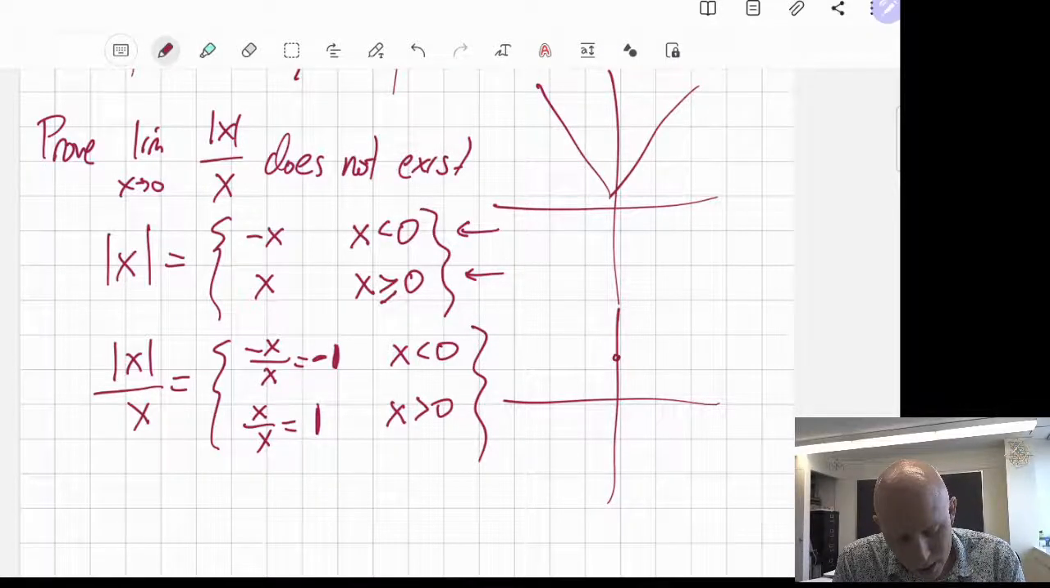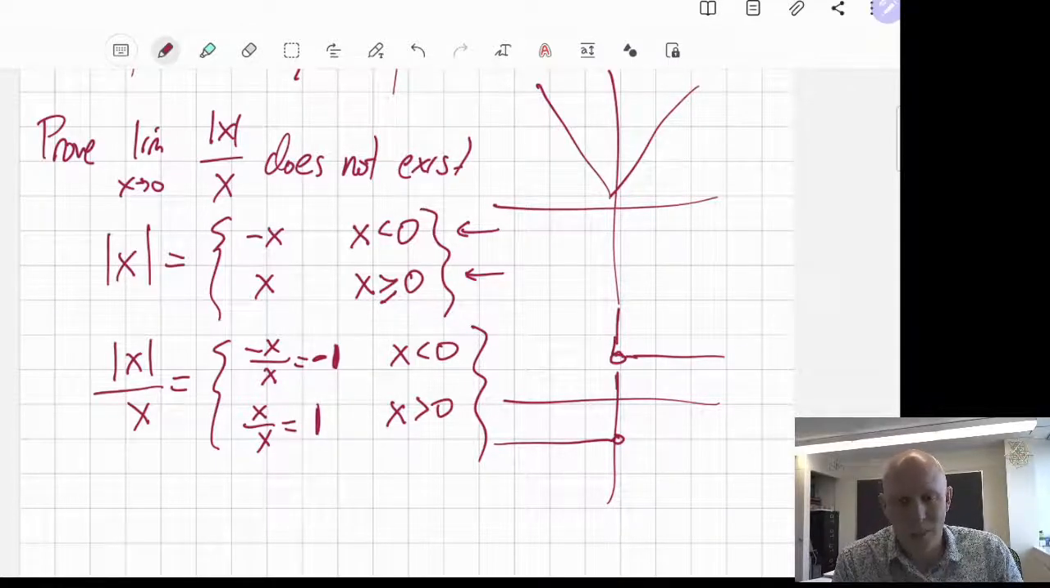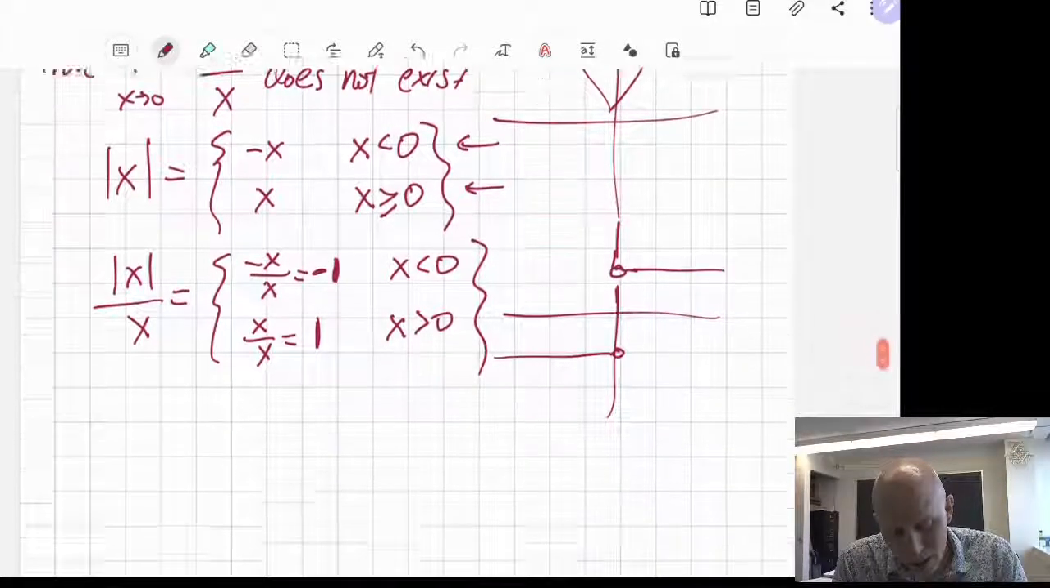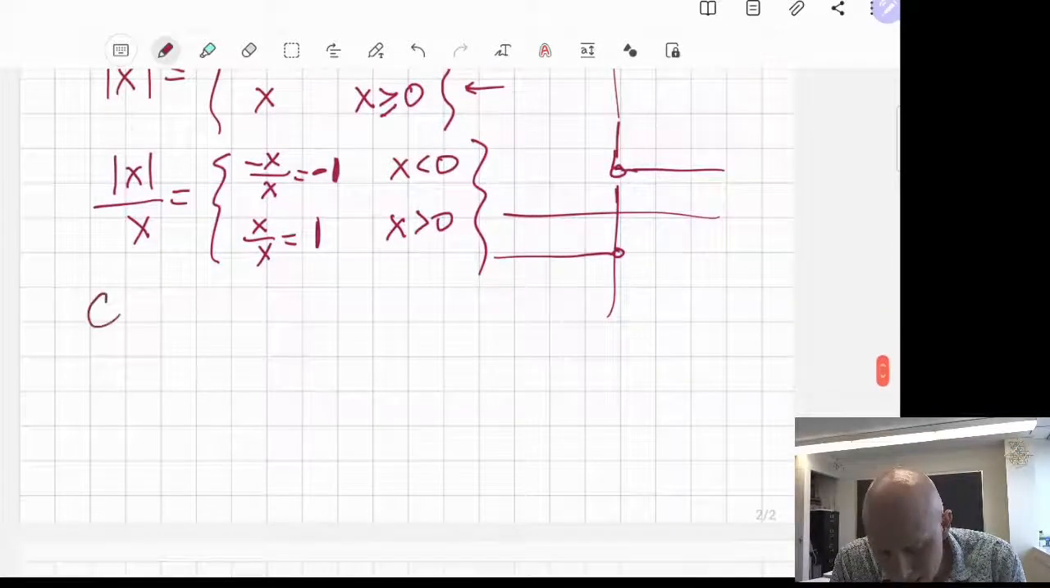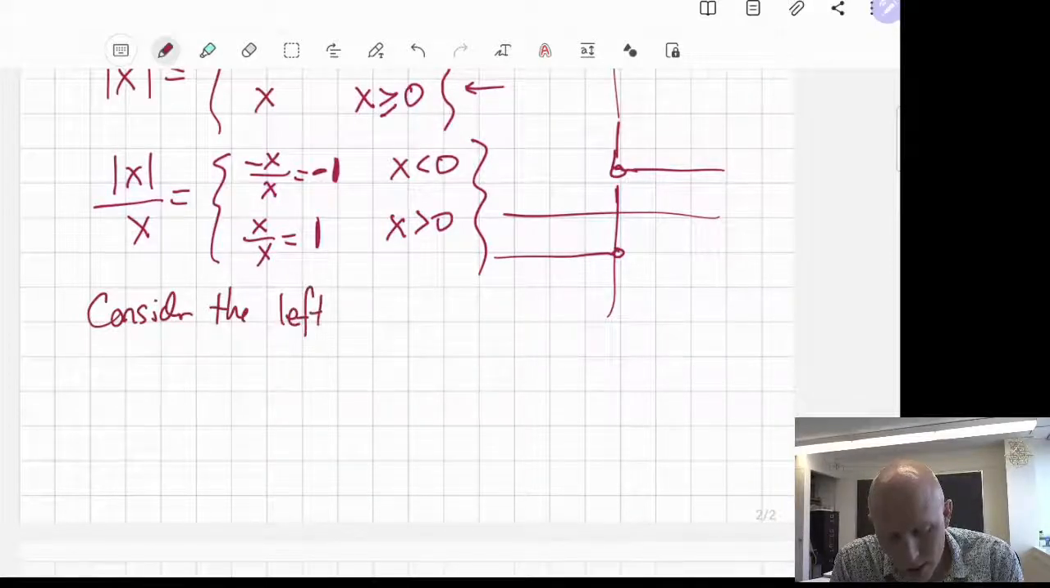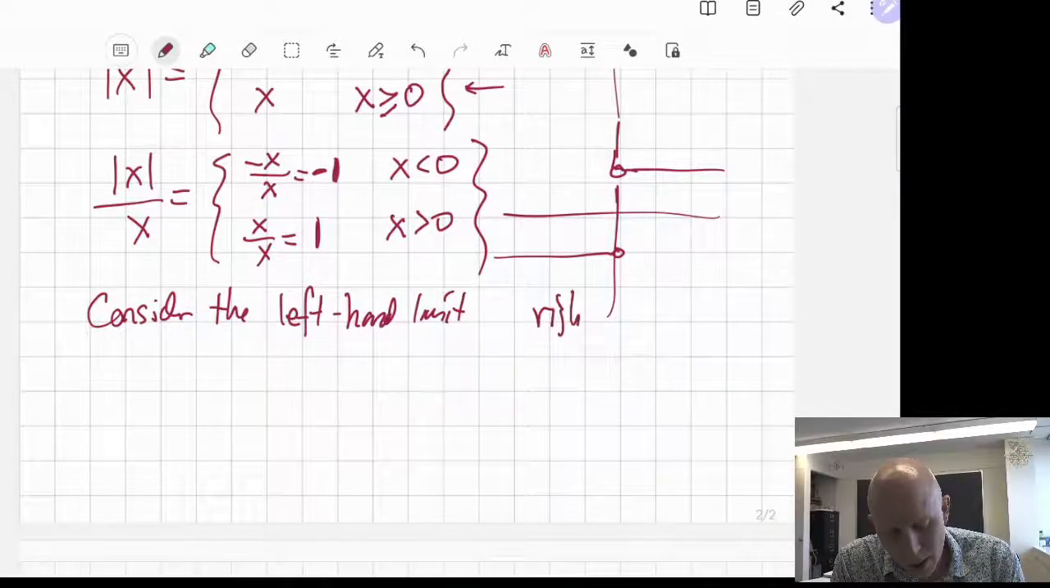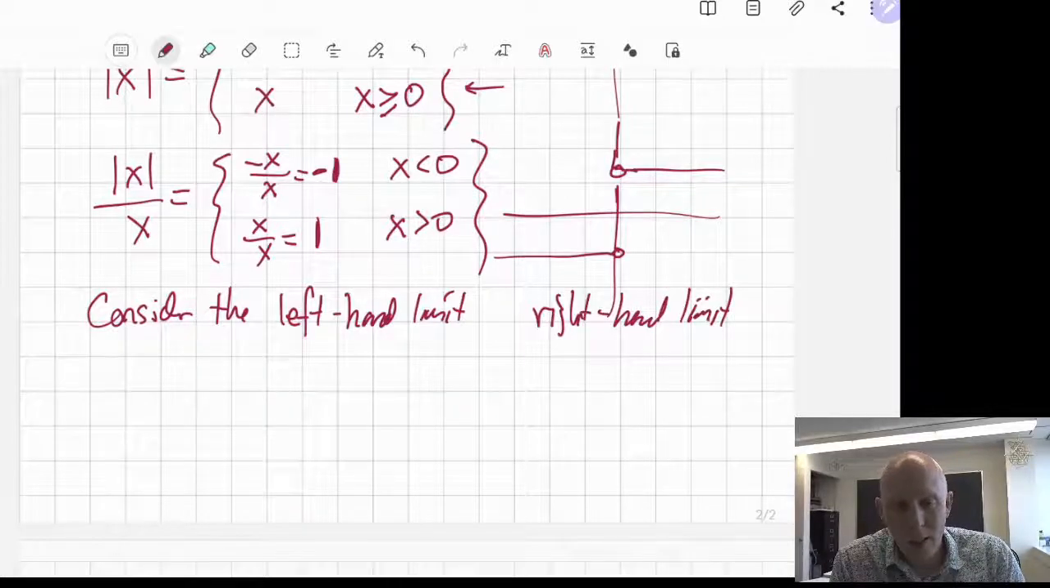So this should look familiar in terms of one of the oracles that we did in class. This is that oracle that had different values depending on whether you were positive or negative. And if we want to show that the limit does not exist, then we need to consider the left hand limit and the right hand limit. Okay, so how do we do that?